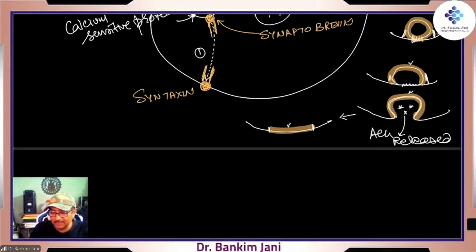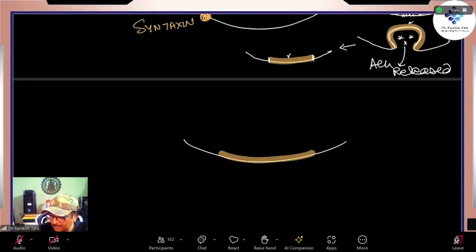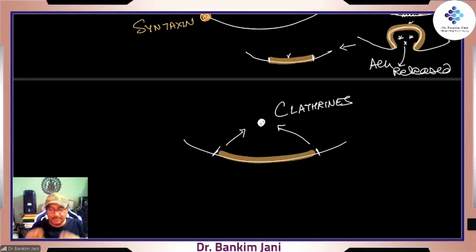So there is one more protein, called clathrin. What will clathrin do? These clathrins will hold this, and they will hold this, and they will start pulling it, saying this is my membrane, give it back to me. So the formation would now be like this.